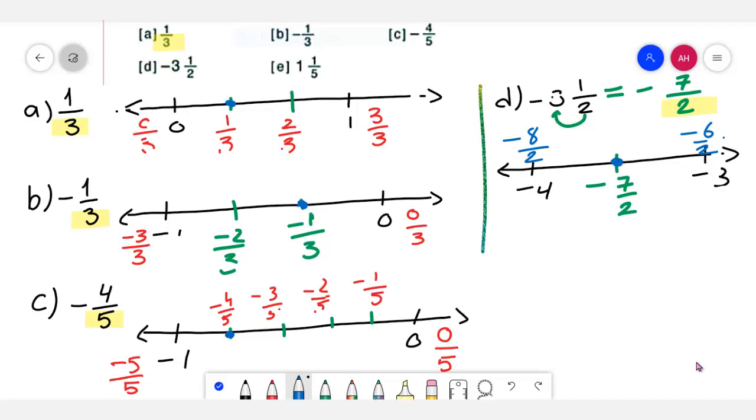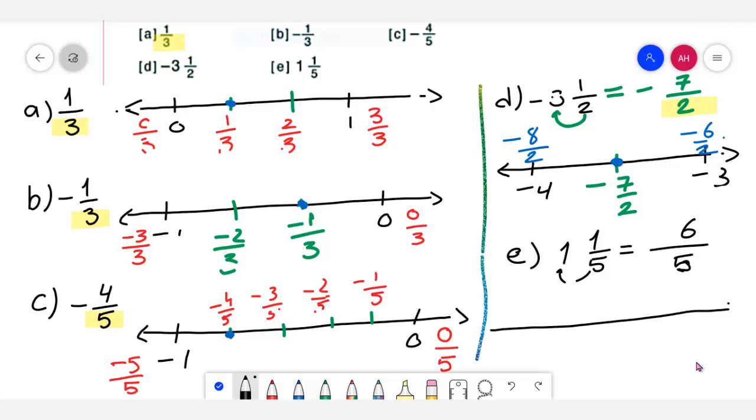Let's go now for the last one, which is number E. Number E, 1 and 1 over 5, is a mixed number. Change it to an improper fraction by keeping the 5 in the denominator as it is. Then 5 times 1 is 5, and I am going to add 1. It's 6 over 5. And it's quite clear that it lies between 1 and 2.